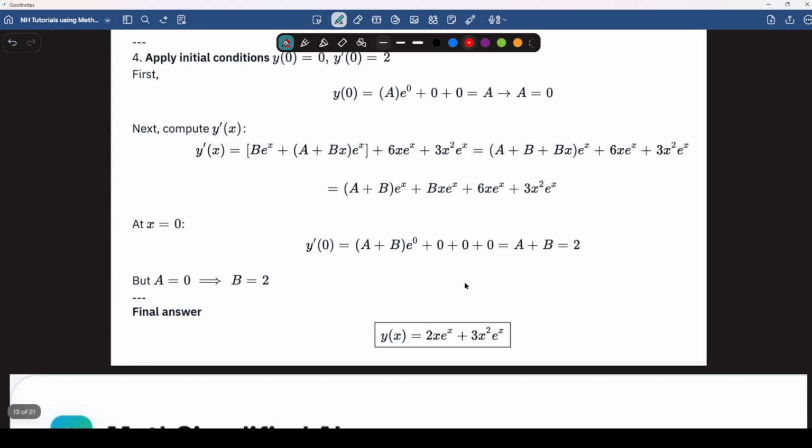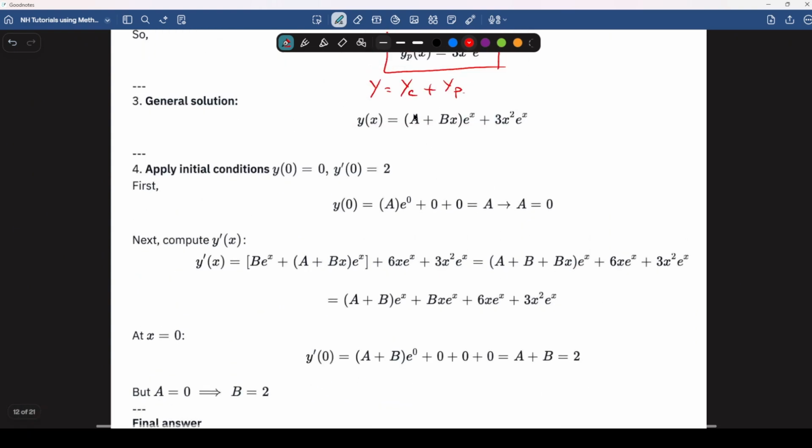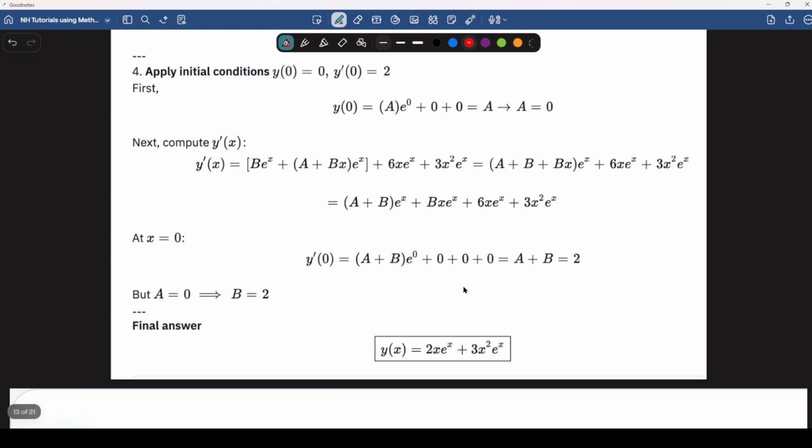There you go. So this is the original question here. Because a is 0 and b equals 2, we get 2x times e to the x plus 3x squared e to the x. This is now our new yc plus our yp that we already worked out. This is no longer a general solution. This is now a particular solution.